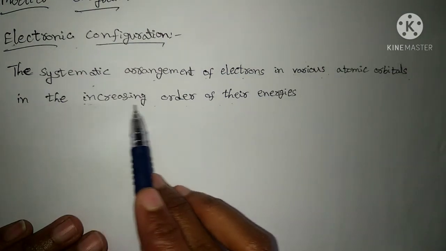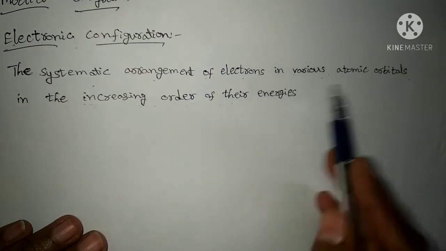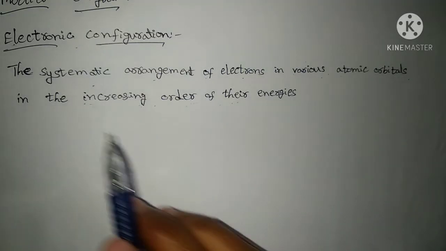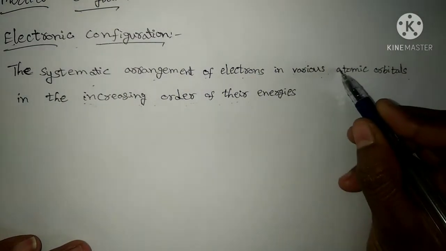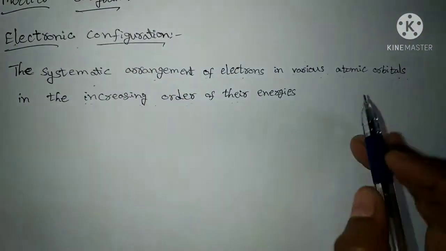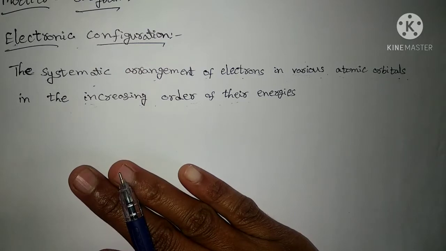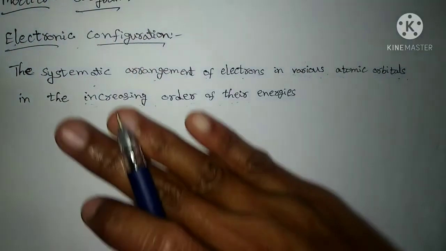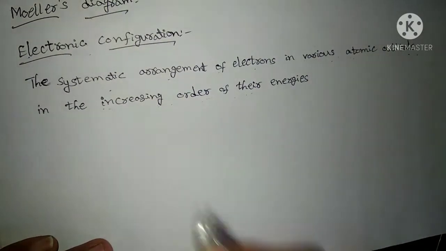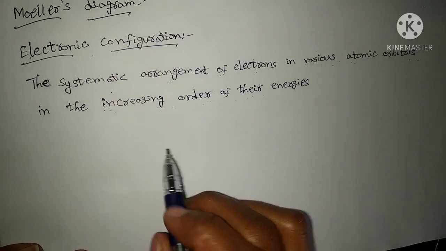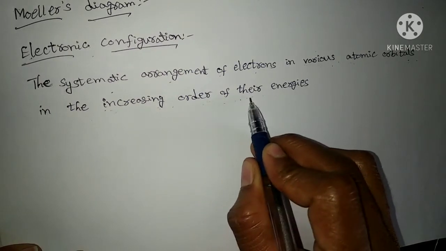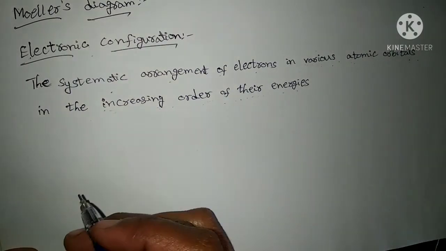Now we are introducing one term here: increasing order of atomic orbital energy. To write the electronic configuration, first of all, we should know which atomic orbital has high energy, meaning more energy, and which atomic orbital has very little energy. So we will write the increasing order of atomic orbital energy in the following manner.